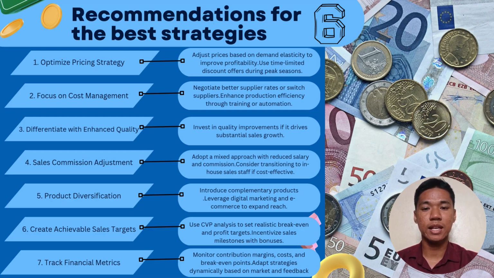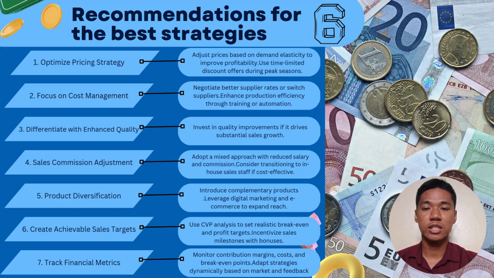Next, differentiate with enhanced quality. Invest in quality improvement if it drives substantial sales growth. Next, sales commission adjustment. Adopt a mixed approach which reduces salary and commission. Consider transition to in-house sales staff if cost effective.